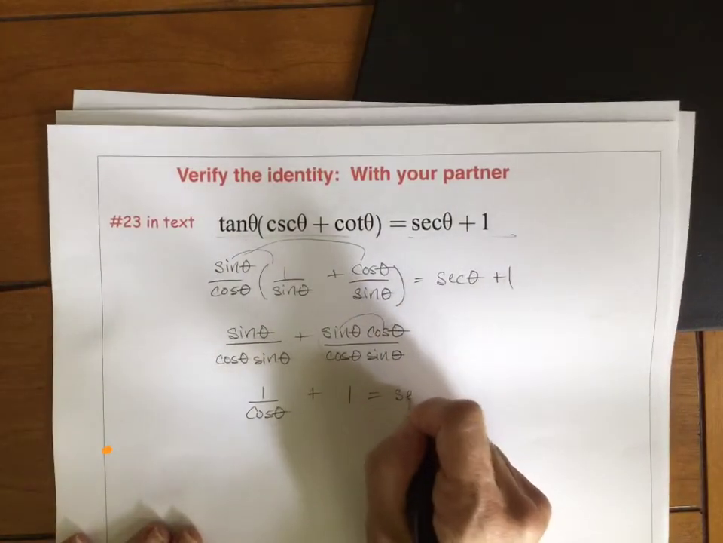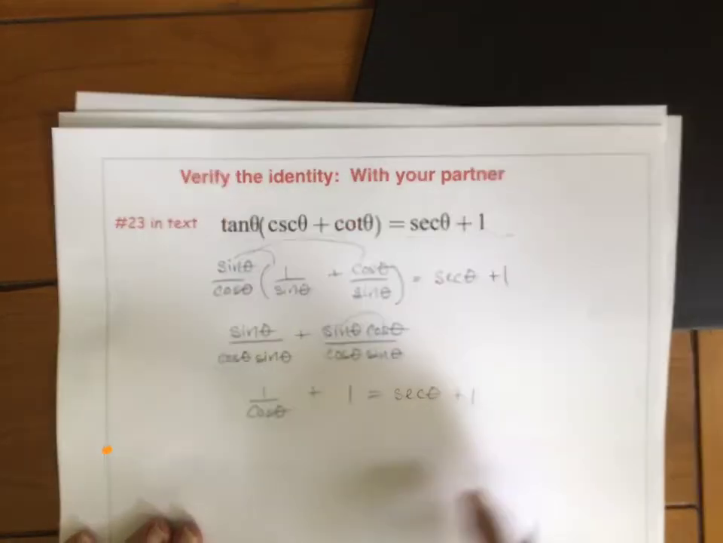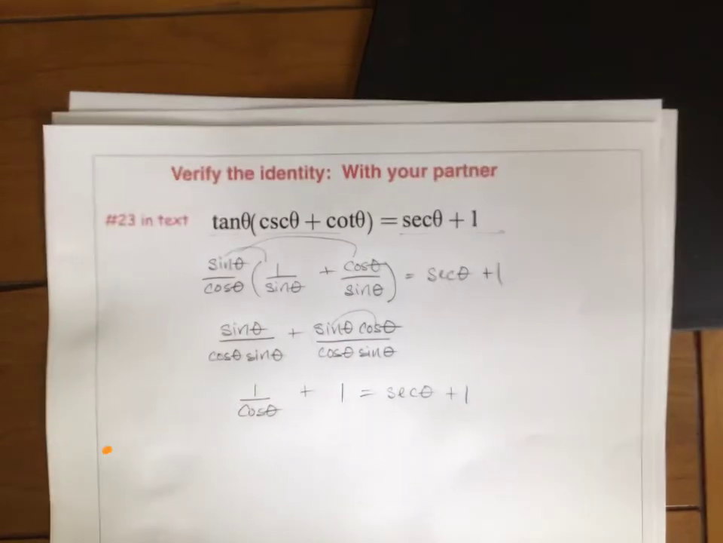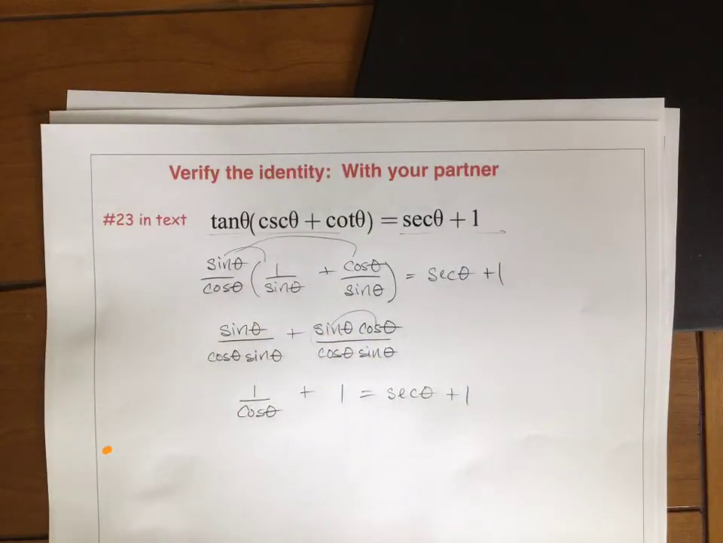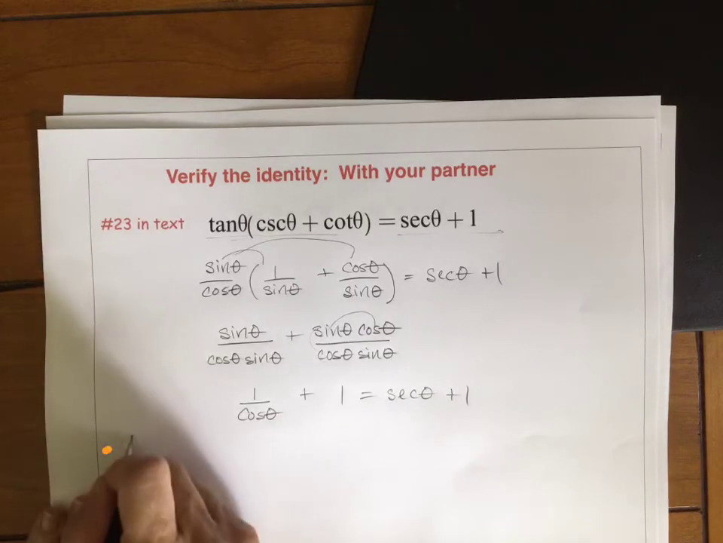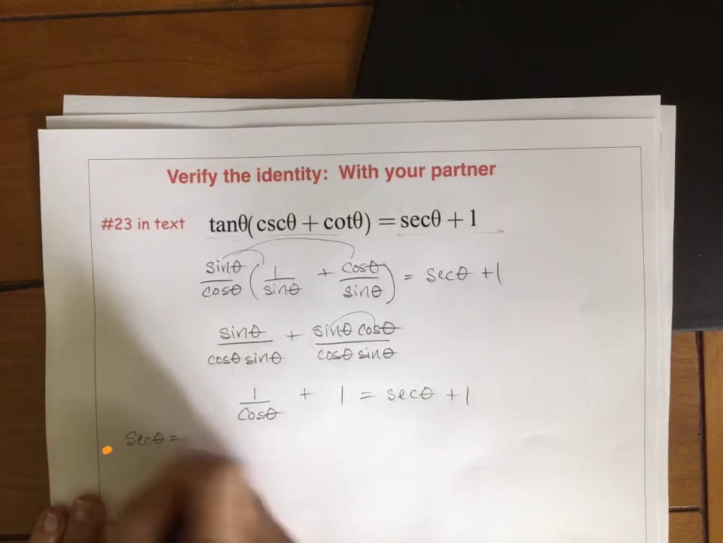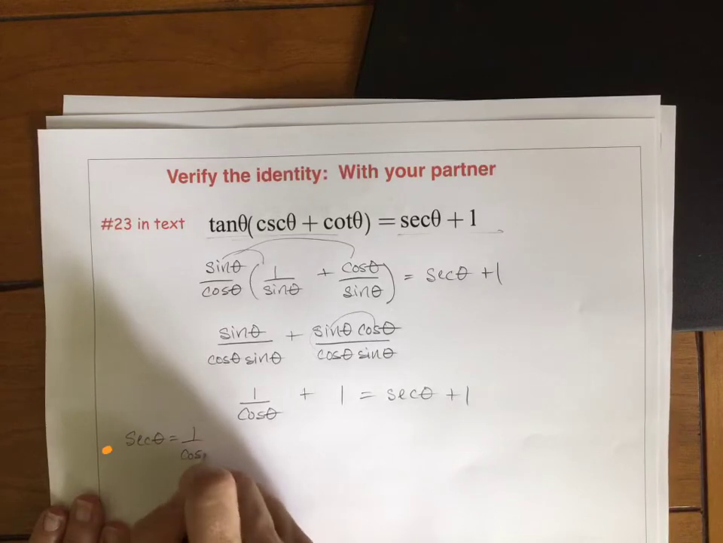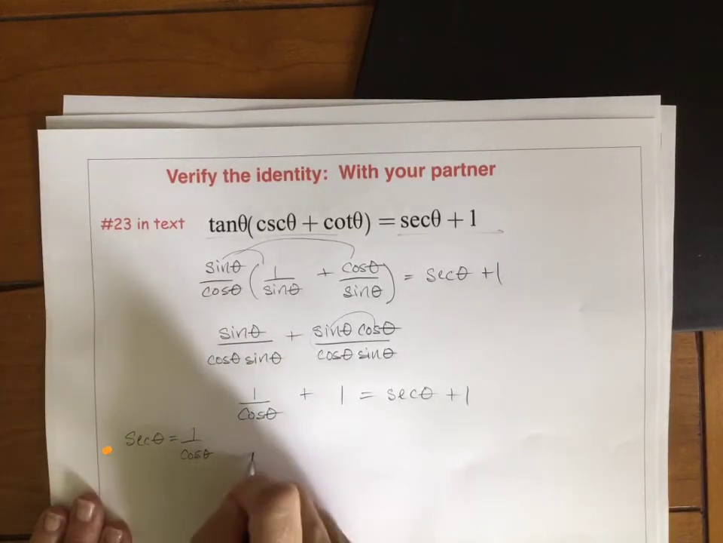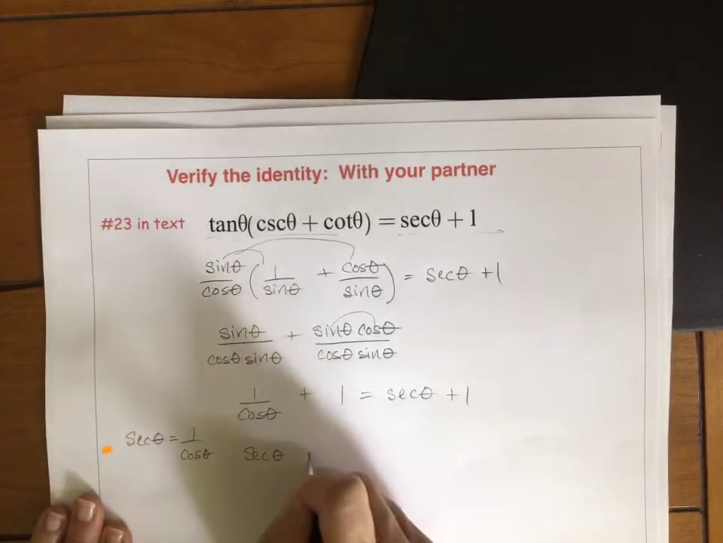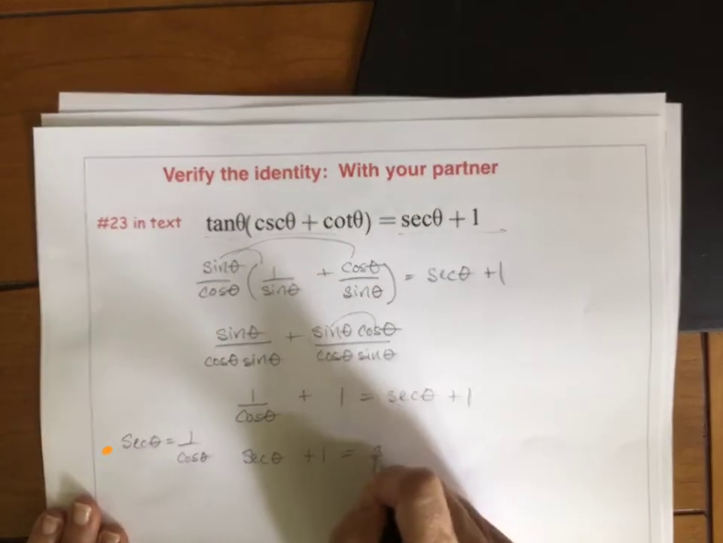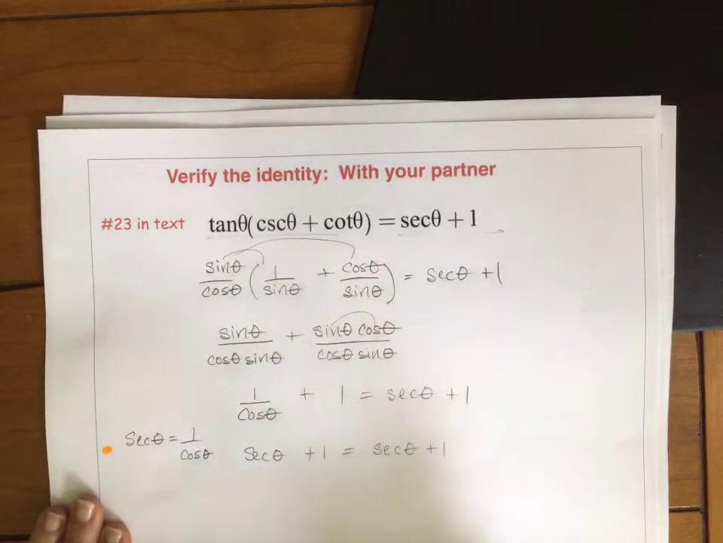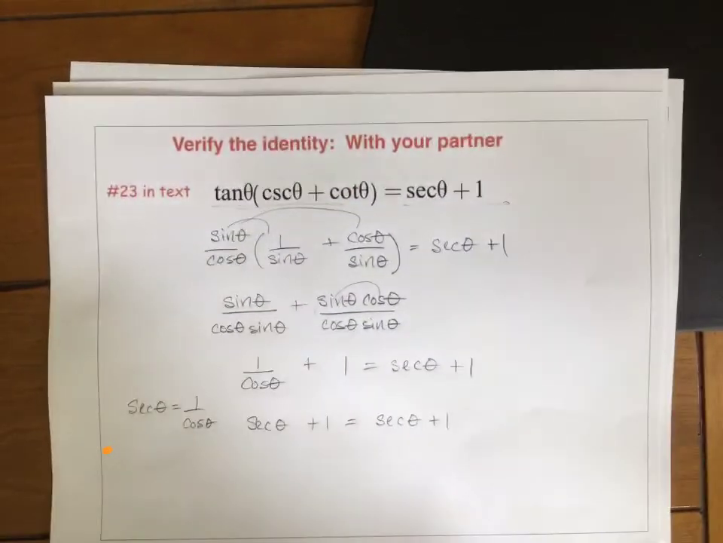And we want to see, does that equal secant theta plus 1? Well, I'm really close. I have the plus 1. And if I go look at the definition of secant, I can see that secant theta is 1 over cosine theta. So I can substitute that in. And then I prove my identity. That one was a little bit harder. That's probably as hard as it would get for the ones that I want you to do on your own for this week.